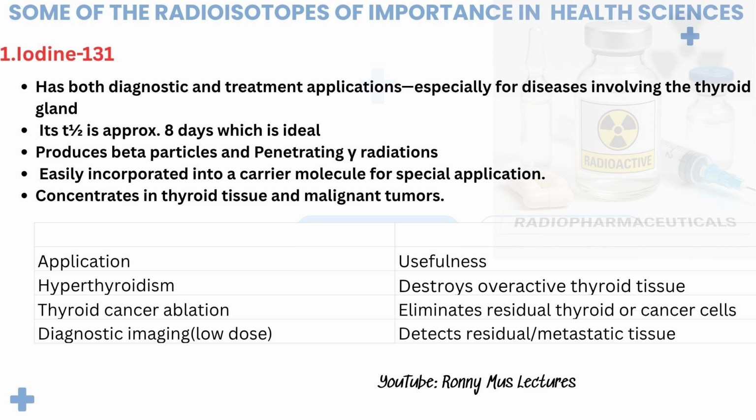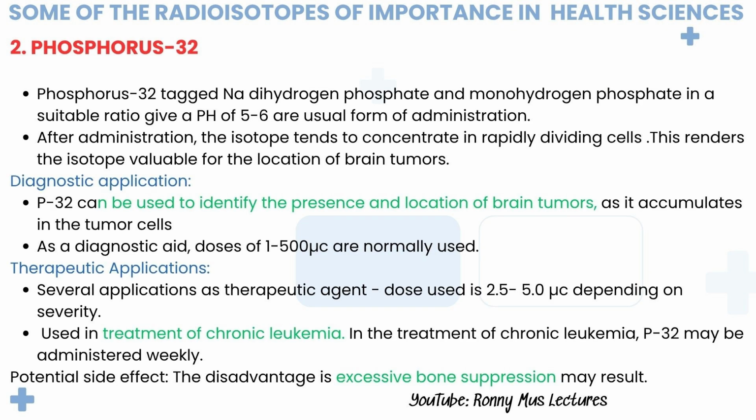Remember, here we are looking at the penetrating properties of these radiations. And then the other advantage is that it can easily be incorporated into a carrier molecule, and it concentrates in thyroid tissue and malignant tumors. When it comes to its application, it can be used in hyperthyroidism management, thyroid cancer ablation, and also diagnostic imaging in low doses. The other radioisotope of interest is phosphorus 32.